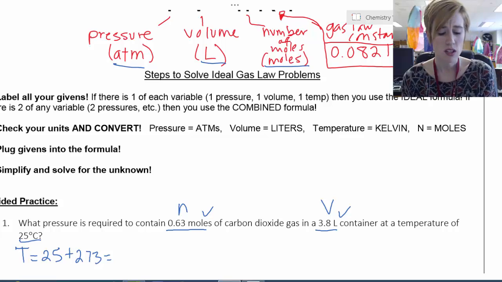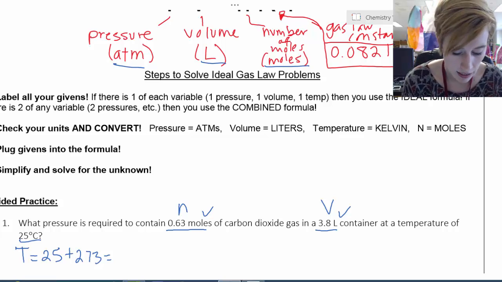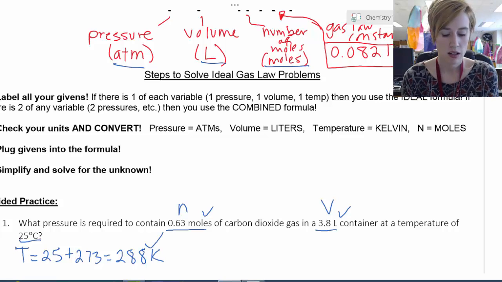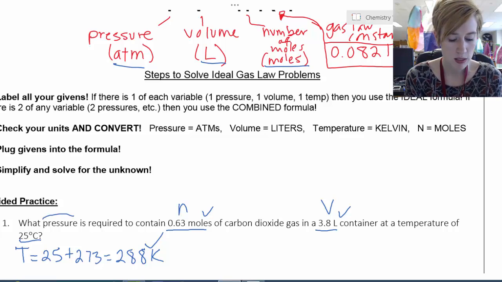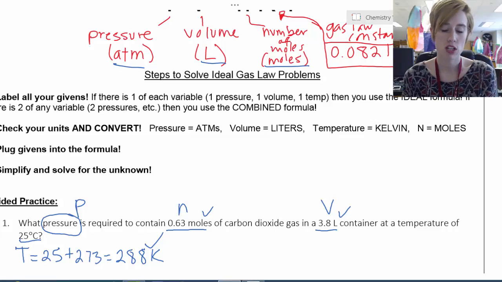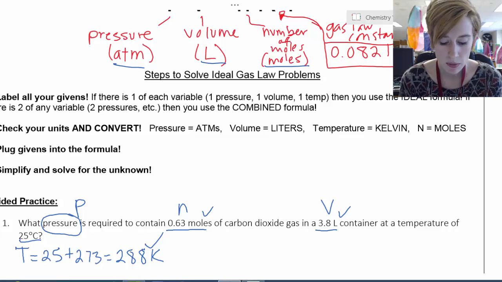Okay, so when I do that, I get 288. So I have temperature, I have volume, and I have moles, or N. And it tells me right here what I'm looking for: pressure. Notice I'm not putting 1s and 2s because there's no change. They're all 1s, all before a change happens, because it's at one condition. The condition's not changing. So I'm going to plug them in.